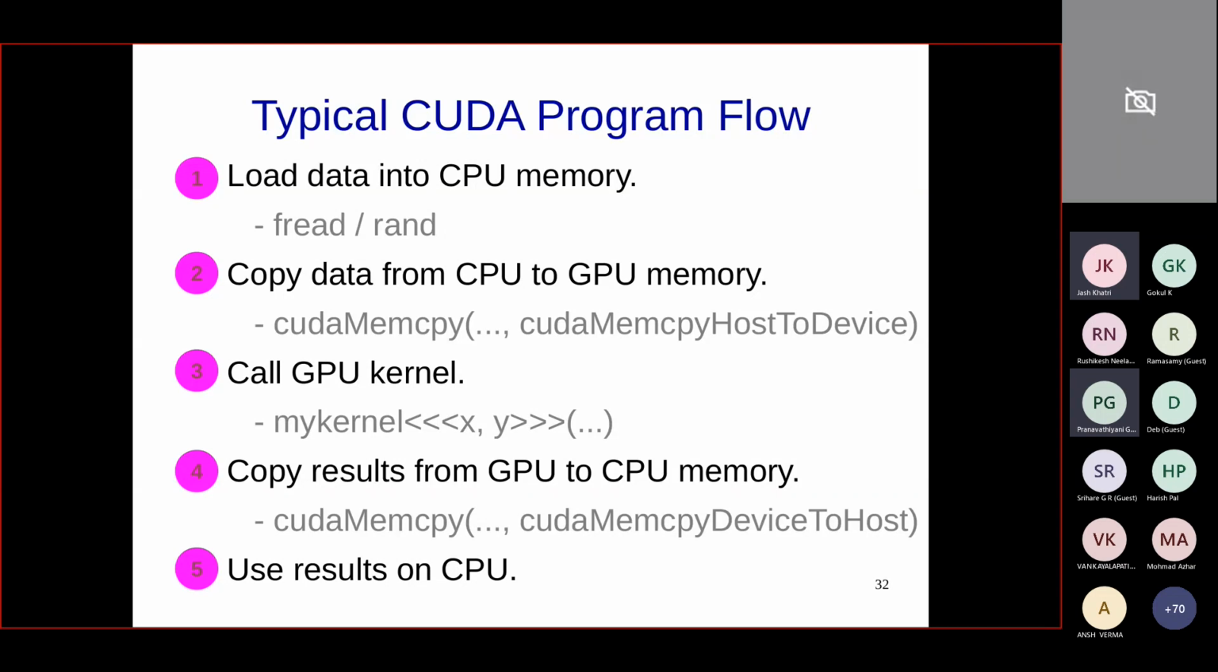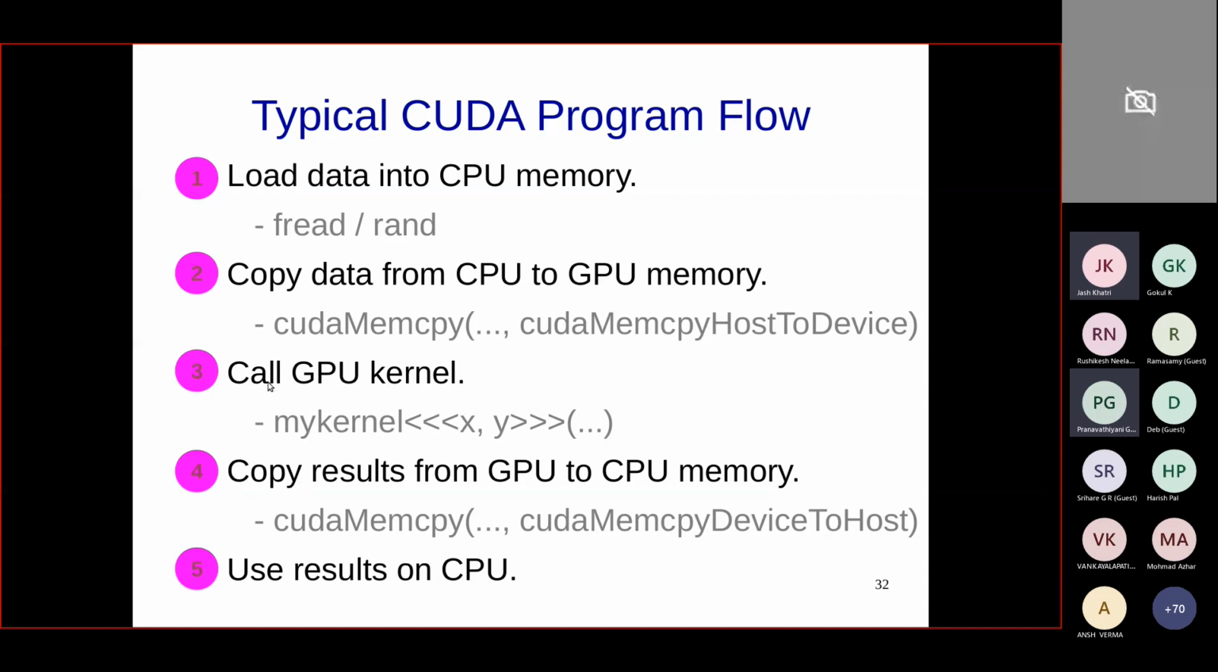So for loading the data, typically we need read, for reading the data from disk to the CPU memory. Then for copying the data from CPU to GPU memory, as we saw, we'll need the function cudaMemcpy. The important point to note here is that the fourth parameter should be cudaMemcpyHostToDevice, because the host is the CPU and the device is the GPU. So host to device says that I want to copy data from CPU to GPU using cudaMemcpy.